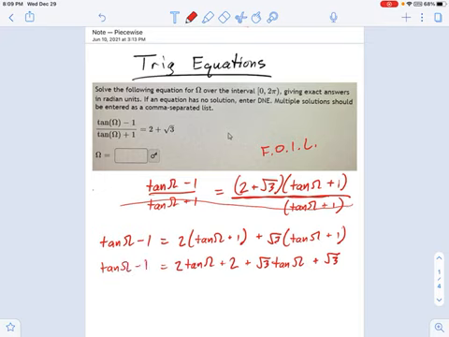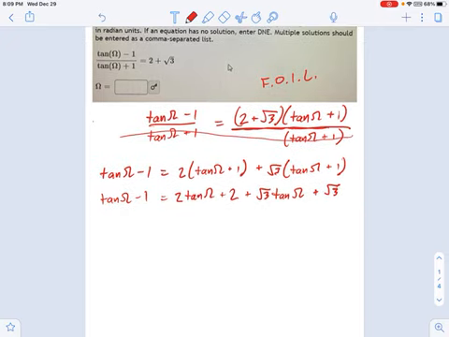So if we could group together all our common terms, like the tangents and the numbers and everything, that might get us somewhere, because right now this is looking kind of ugly. So I'm going to put all my tangents on the left and all my numbers on the right. So I'm going to add 1 to each side. And I'm going to subtract 2 tangents and subtract radical 3 tangent, that ugly thing, from both sides. So minus all that.